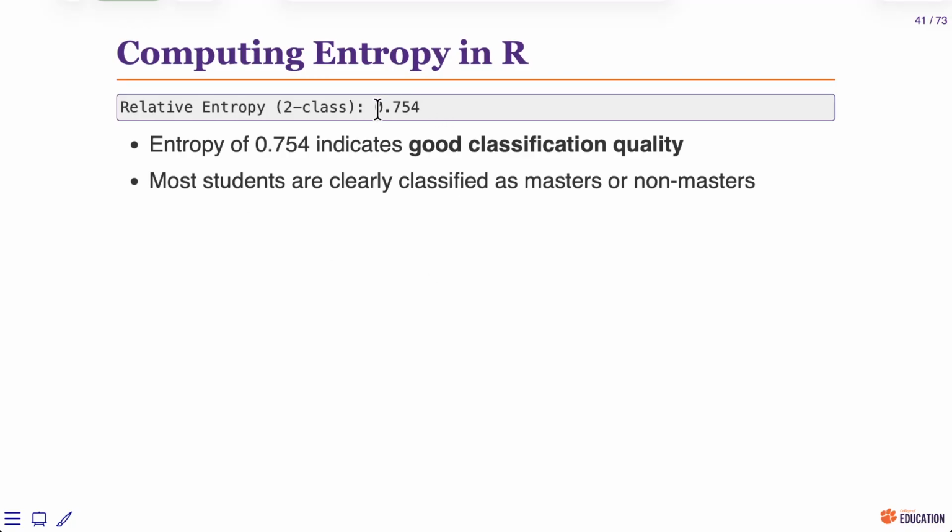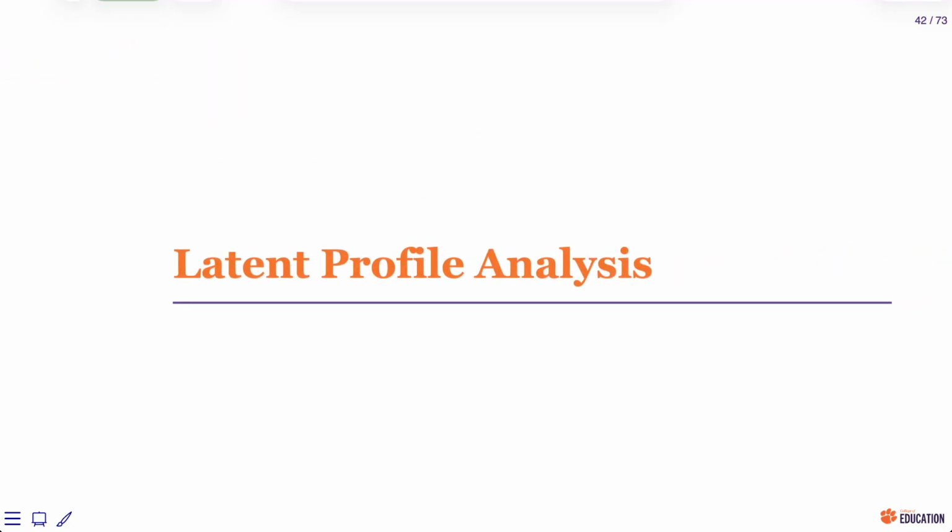So for us, our entropy is 0.754. This would be considered pretty good classification quality. The higher, the better, though. And it's difficult. This is not a statistic that has well-defined cutoffs as to what is good versus not. So this good term right here is just based on my own distinction itself.